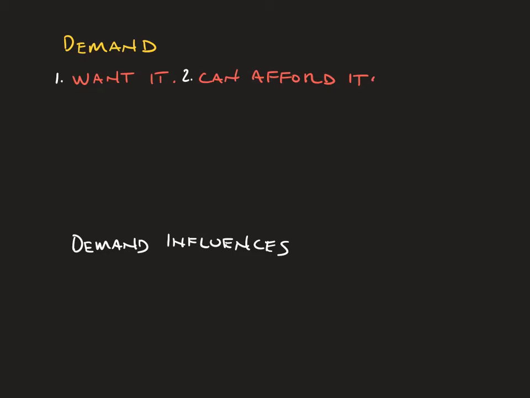Moving to some more difficult concepts. The first one we want to talk about is demand. Demand has two components that are very, very important. It's not just wanting something. It also means that if you want it, that you can afford to buy it.